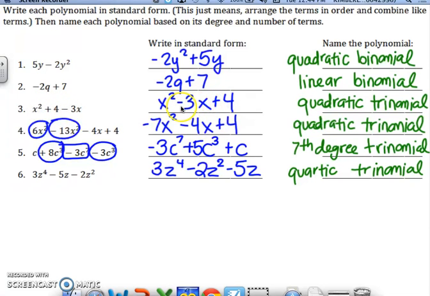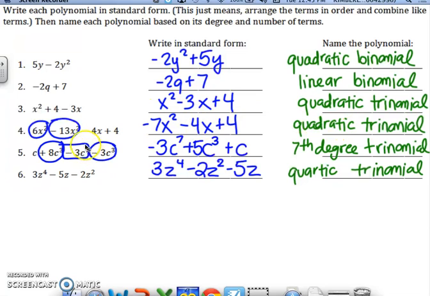On number 3, I had to write x squared first, followed by negative 3x, and then plus 4. Couldn't combine like terms, and so the 2 would give me a quadratic, and there are 3 terms, so trinomial. On number 4, you could combine like terms with that 6x squared and negative 13x squared to get negative 7x squared, and then you cannot combine those terms since they both didn't have a variable, so I rewrote them over here. So again, that 2 means quadratic, and then 3 would mean trinomial.